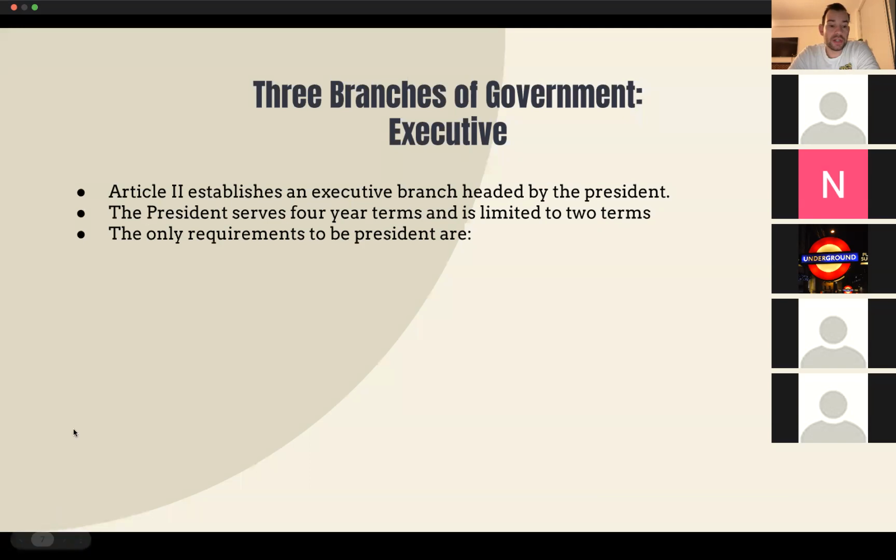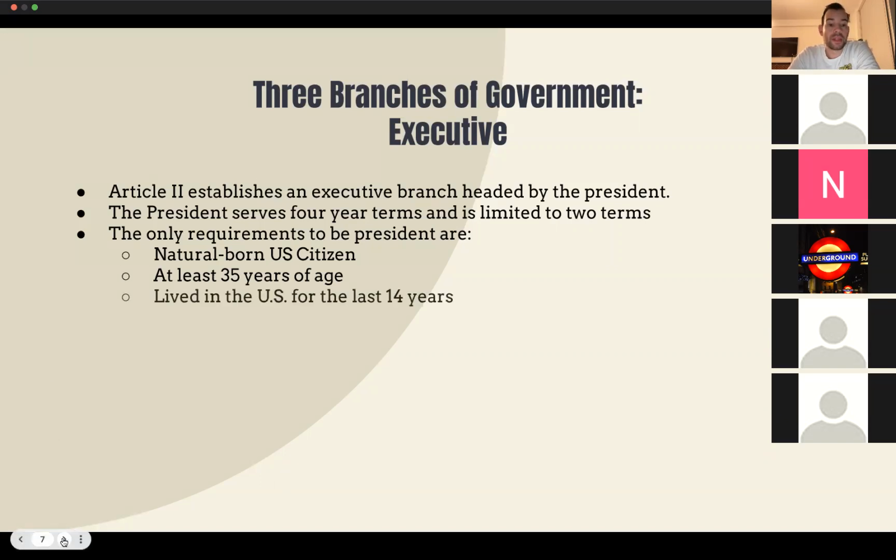If you want to become president, there are only 3 requirements. First, you have to be a natural born US citizen. You cannot become a citizen after you are born. It makes you ineligible for becoming the president. Second, you need to be at least 35 years old when you would take office. And then third, you need to have lived in the US for the last 14 years. So even if you are a natural born citizen, even if you're 35, if you have gone and lived in another country, you need to come back to the US or US territory and have lived there for the last 14 years to be eligible.